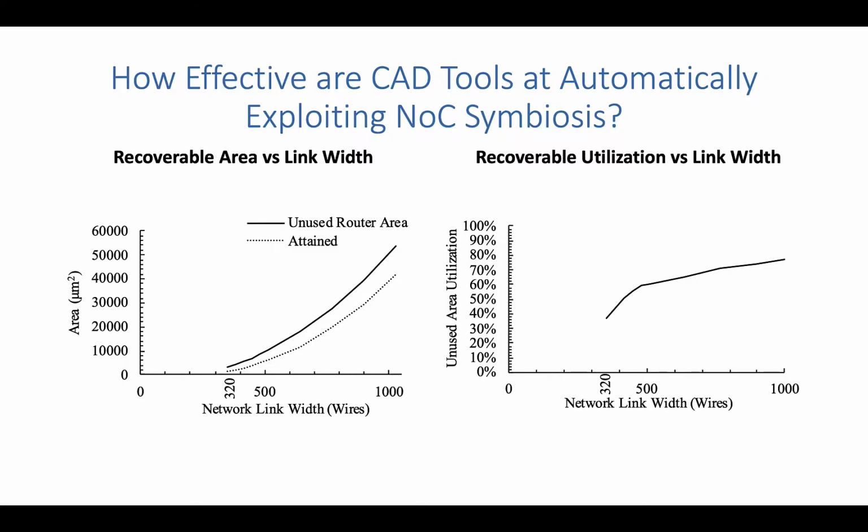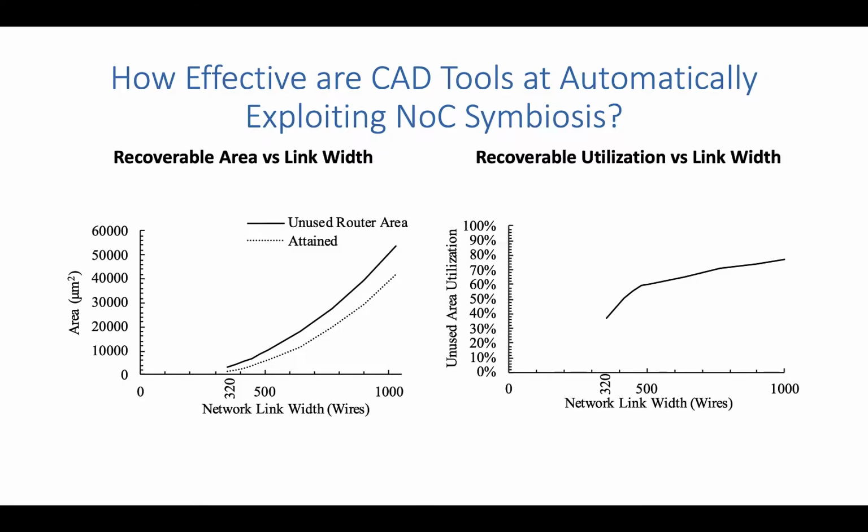On the right, we have the graph of recoverable utilization versus link width. This is effectively the dotted line divided by the black line. On the x-axis, we have the network link width in wires. And on the y-axis, we have the unused area utilization.